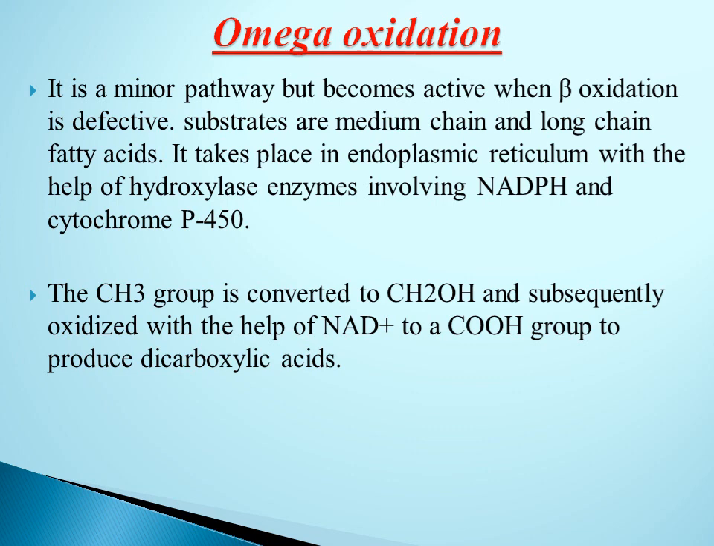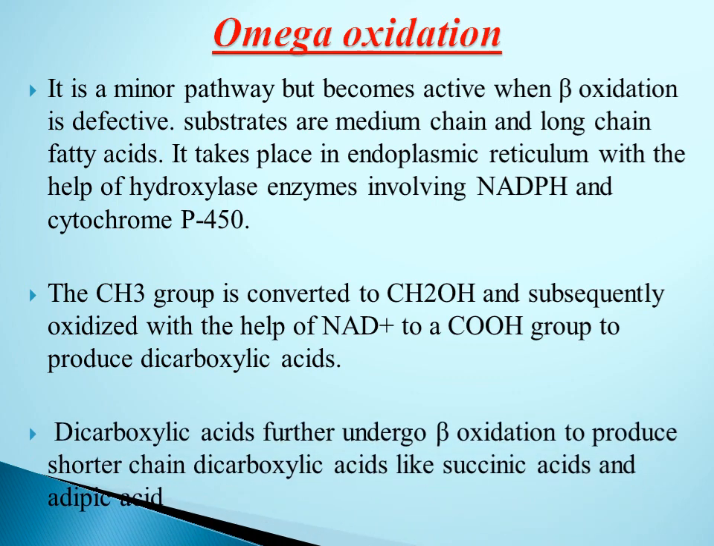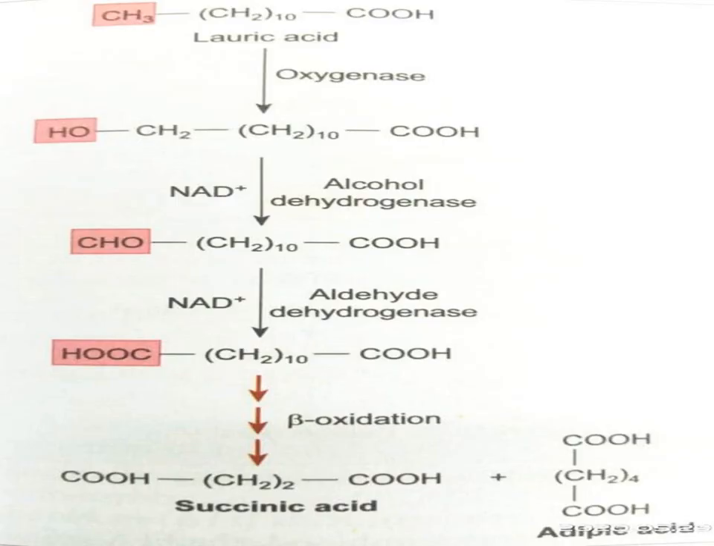Omega group, that is the methyl group present at the omega position, is converted to CH2OH group and subsequently oxidized with the help of NAD+ to a carboxyl group to produce dicarboxylic acid. Dicarboxylic acids further undergo beta oxidation to produce shorter chain dicarboxylic acids like succinic acid and adipic acid. Reactions of omega oxidation of lauric acid are shown here.